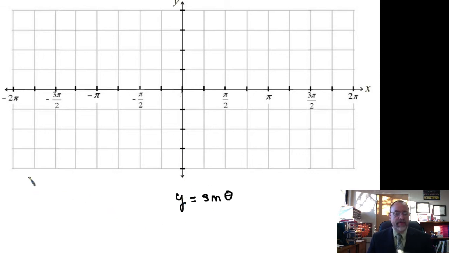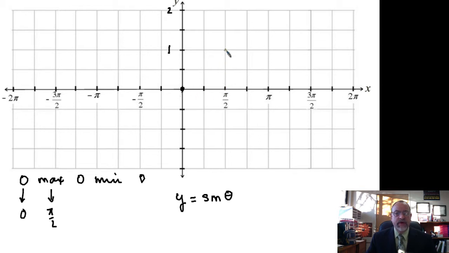Now, you remember the pattern is 0, max, 0, min, 0. At 0, the y value of the sine is 0, so we have a point here. The maximum is at pi over 2, so at pi over 2 it reaches its maximum value. The maximum value on the unit circle is 1, so we're going to make this 1, and this would be 2. When it's at pi over 2, it reaches its highest point.